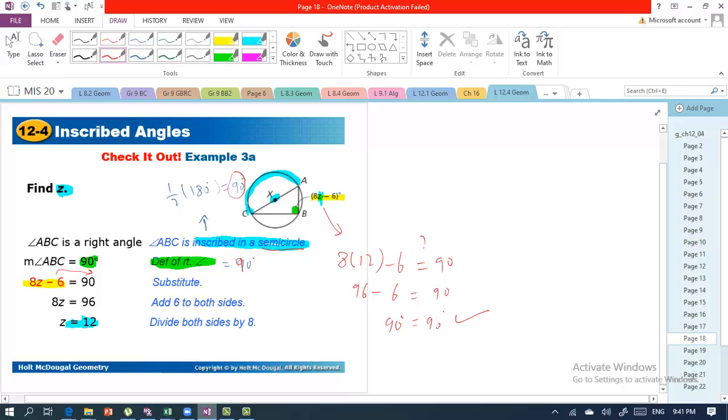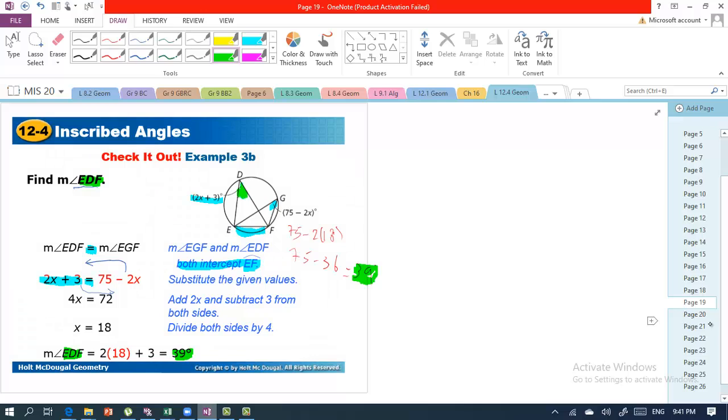And here, HZ minus 6 equal to 90, HZ equal to 96, divided by 8, HZ equal to 12, and by this we have found the measure of the Z. We can check: 8 times 12 is 96, minus 6 is 90. So we have realized that it is correct. Similarly, we can find many measurements, many angles.